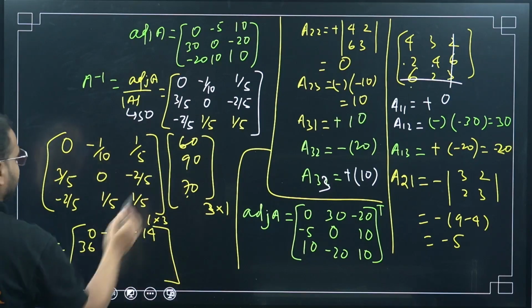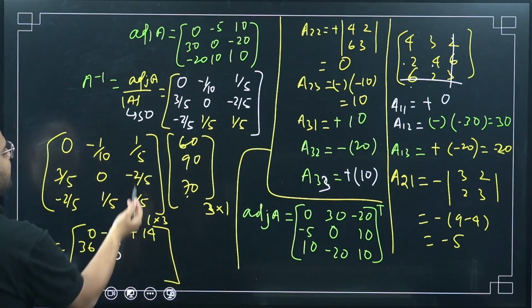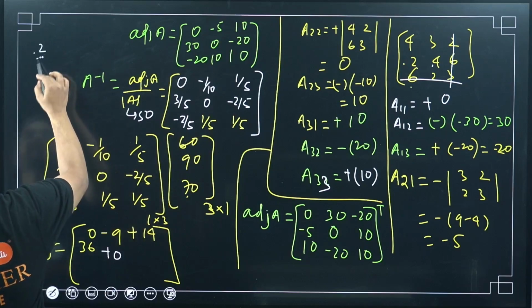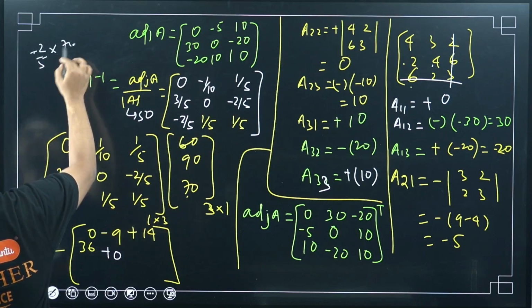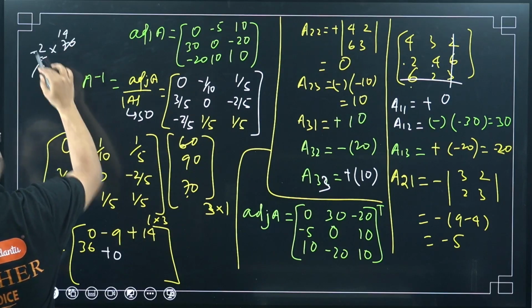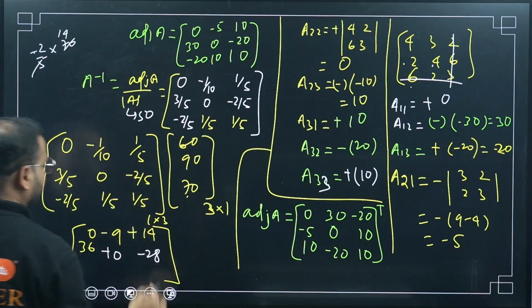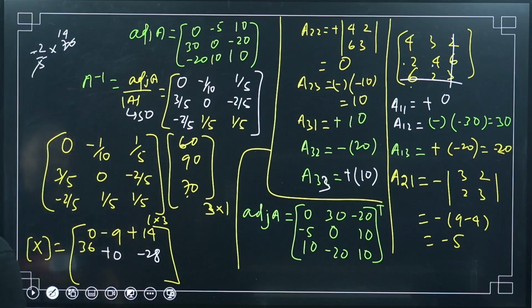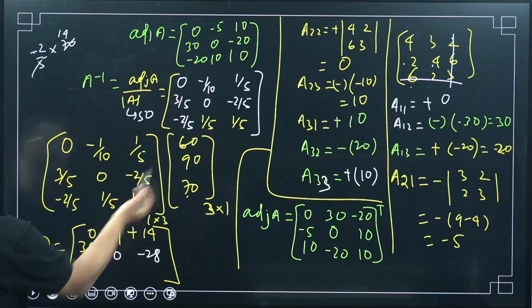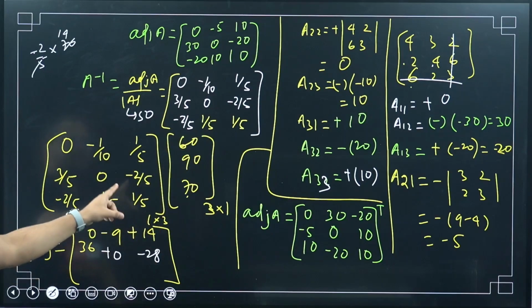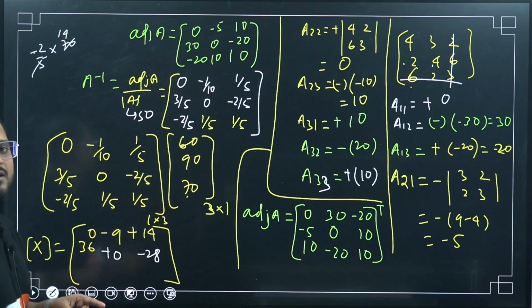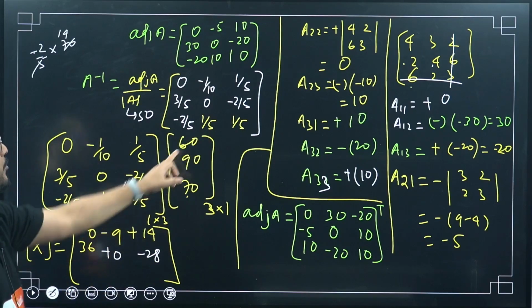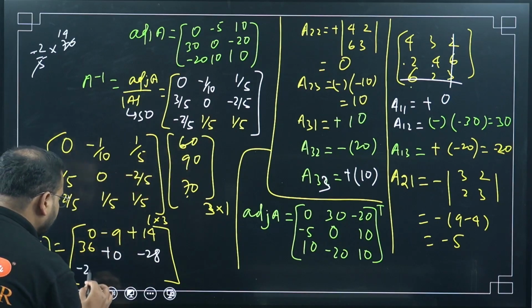So 0 with 90 is 0, and minus 2 by 5 with 70: 5 times 14 is 70, so 14 into 2 is minus 28. Okay, last one. 2 by 5 with 60 is how much again? 60 divided by 5 is 12, and 12 times 2 is minus 24.